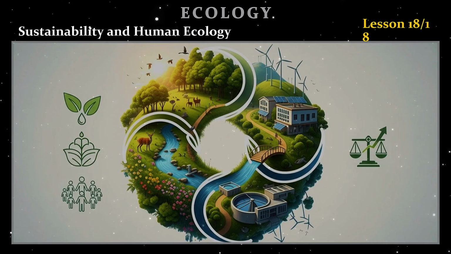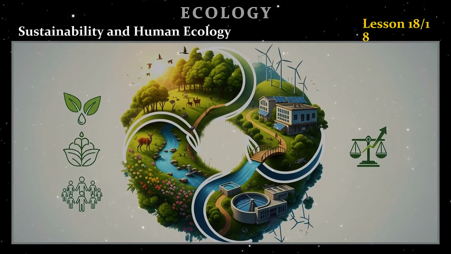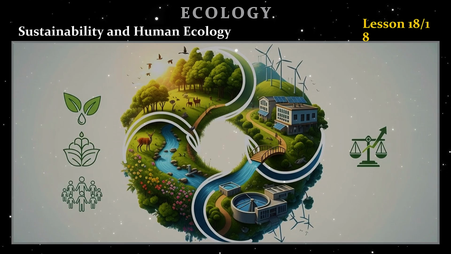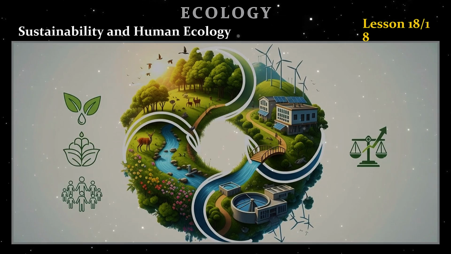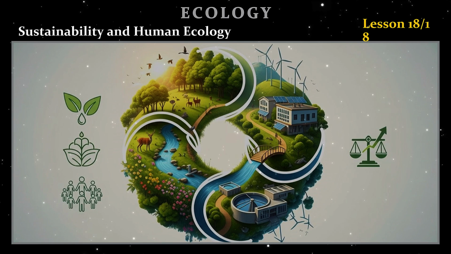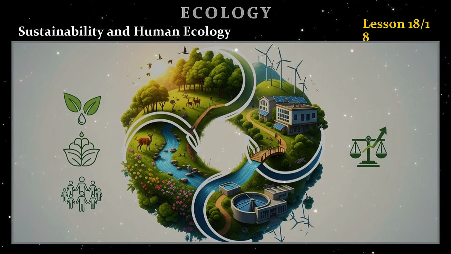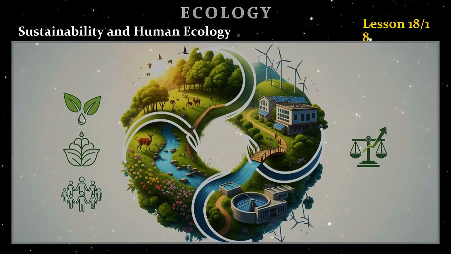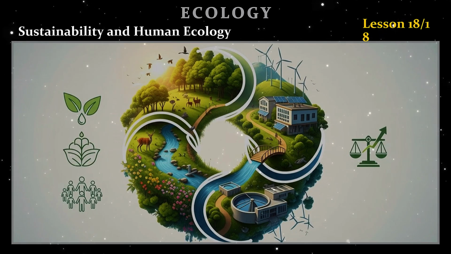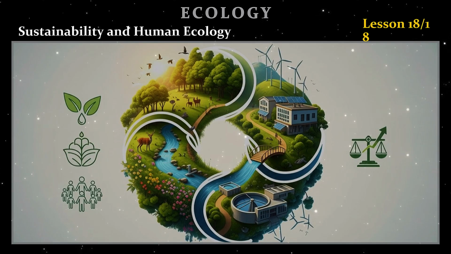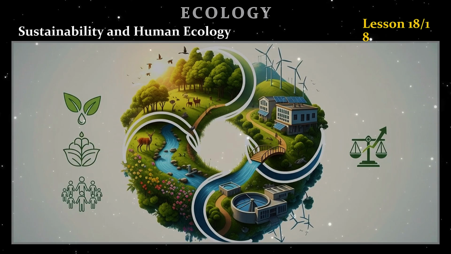It is about balance. It is about living off the interest, not the capital. To understand this, we look at the ecological footprint. This is a measure of how much land and water a human population requires to produce the resources it consumes and to absorb its waste. Right now, the global human footprint is roughly 1.7 Earths. We are using resources faster than the planet can regenerate them. We are in ecological overshoot.